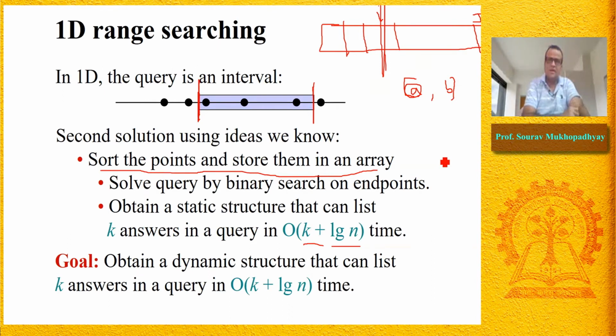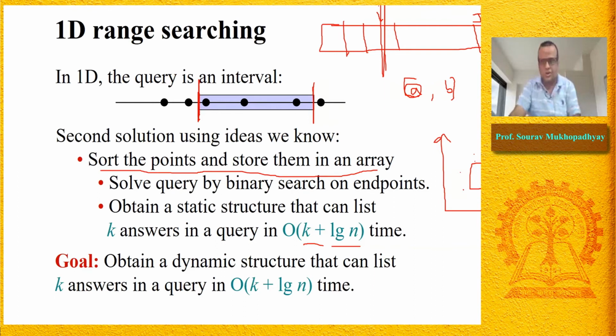No, but the x endpoint. So for 2D, the points are x comma y. So these are the points in 2D. Now in 2D we have some box over here, and we want to get all the points.